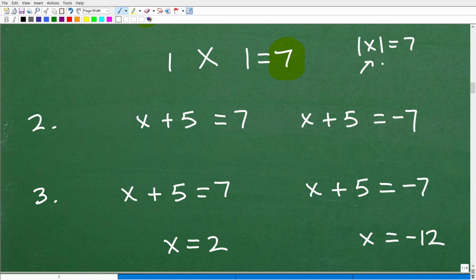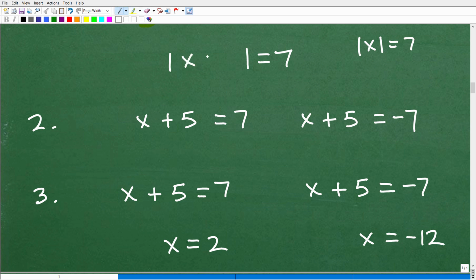What two numbers, we already saw an example of this, can X be in order to get an answer of absolute value of some number is equal to 7? What can X be? Well, hopefully you say, oh, X could be 7 or negative 7, and we would be correct. So let's go back to our problem.